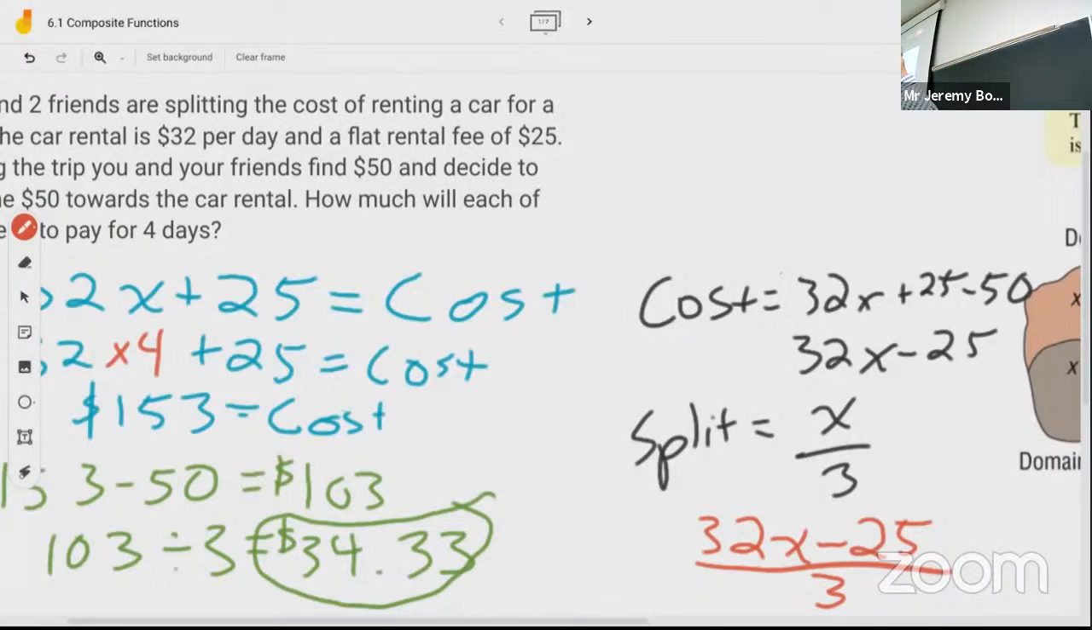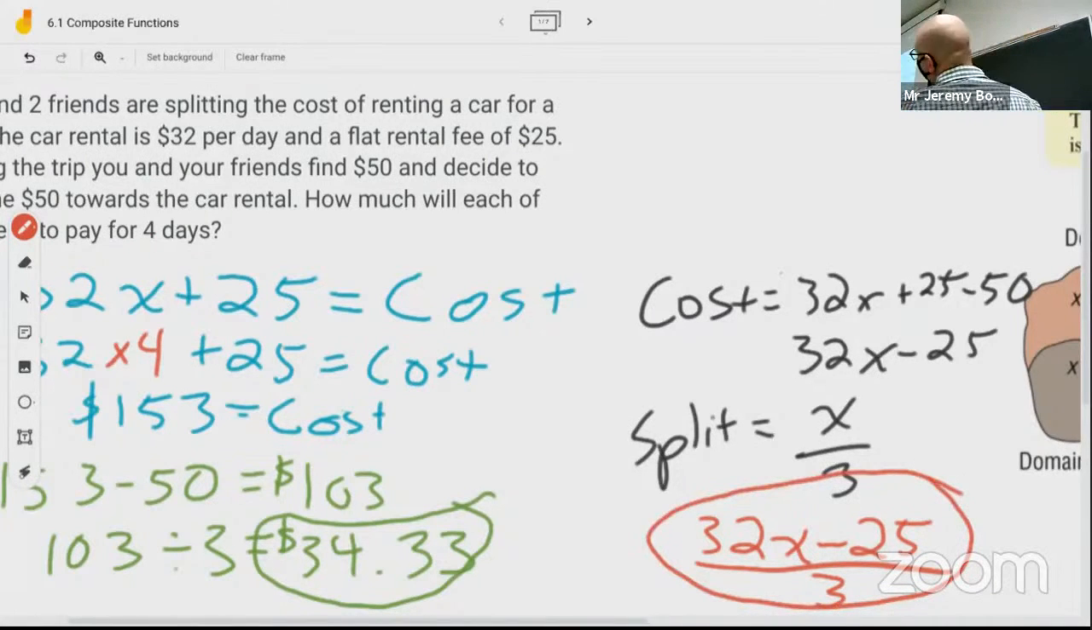Any questions on that? What we found here is the composite function of the cost and the split functions we did there. So if we wanted to call the cost function C and the split function S, what we just found would be S of C, which we'll talk about a little bit later, what that naming convention is. Any questions on that? So that's what we're going to be doing.